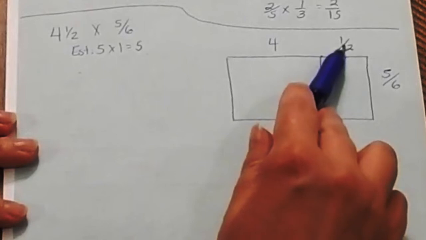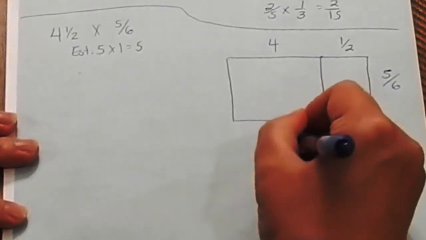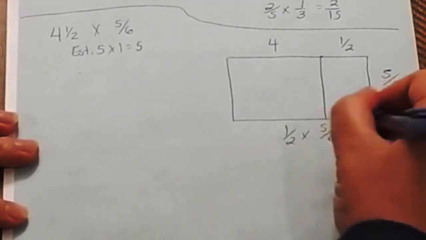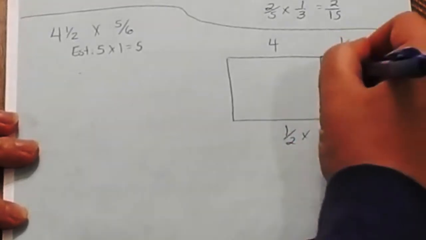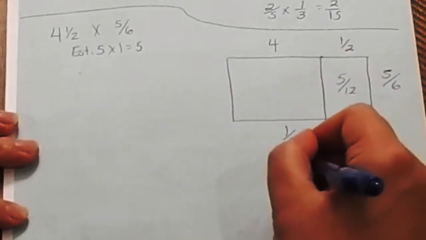All right, so first of all, let me just start over here. 1/2 times 5/6. 1/2 times 5/6. 1 times 5 is 5. 2 times 6 is 12, so that's 5/12. And then I have my 4 times 5/6.